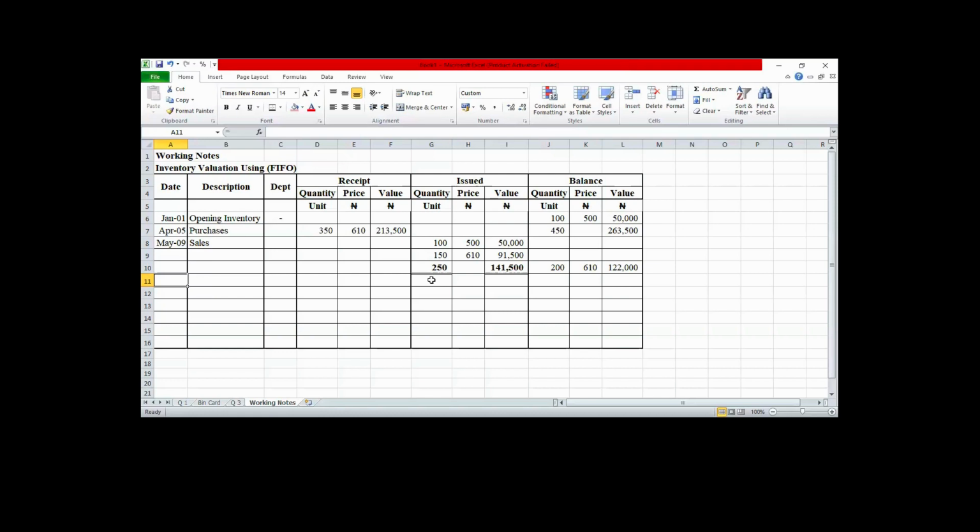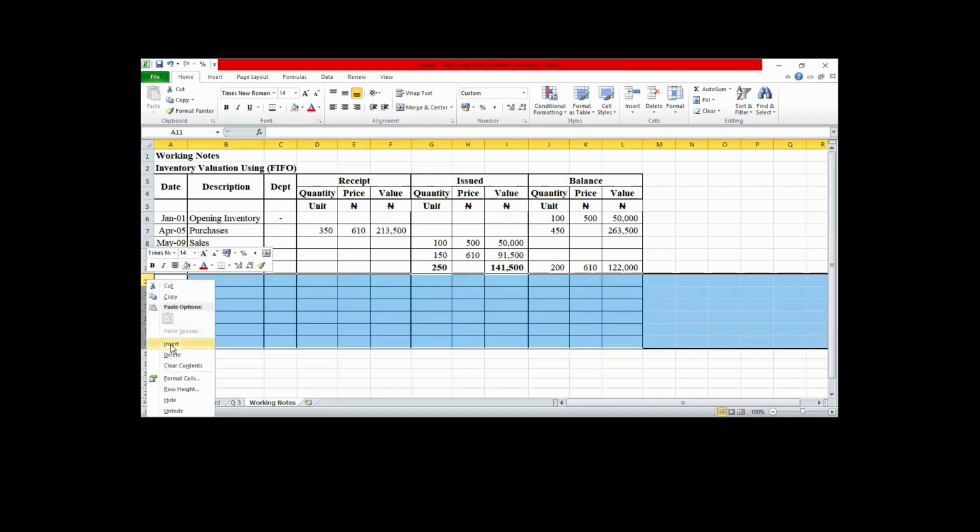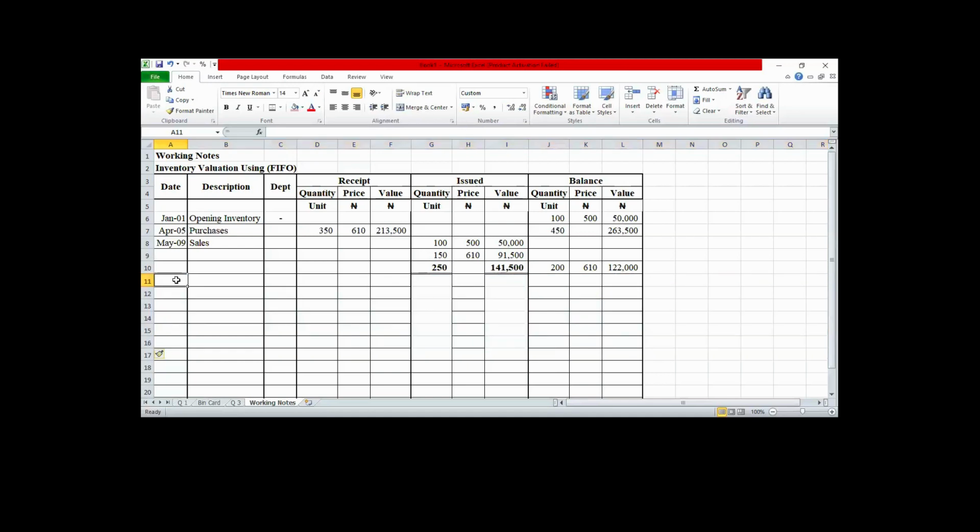What's the next one? The next one is July 14. Now, July 14. What happened on July 14? Purchases were carried out. Yes, sir, purchases. How much did we purchase? 550 units.